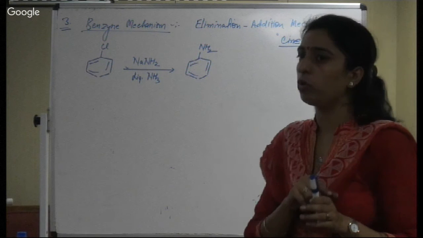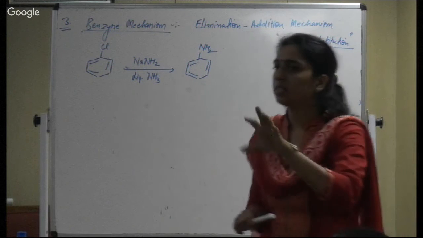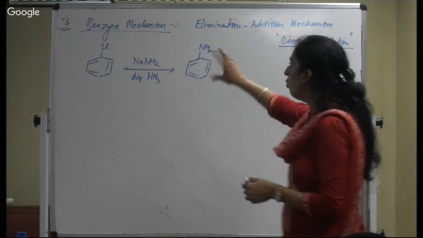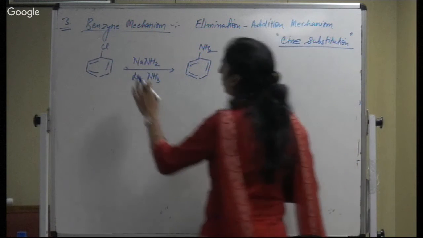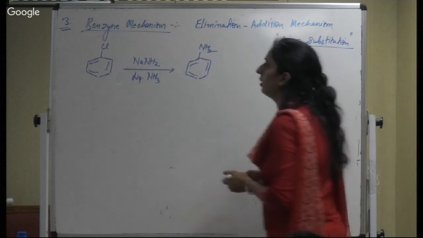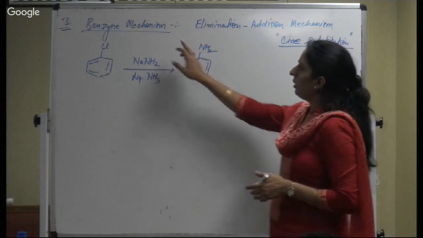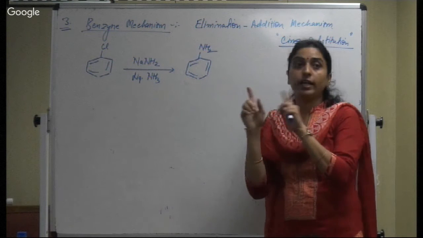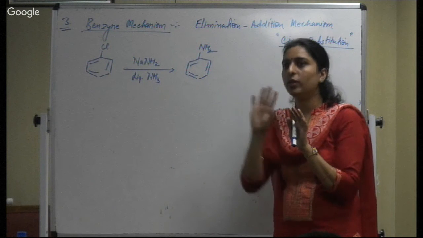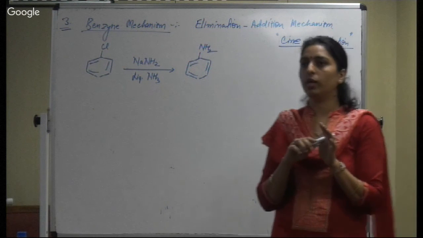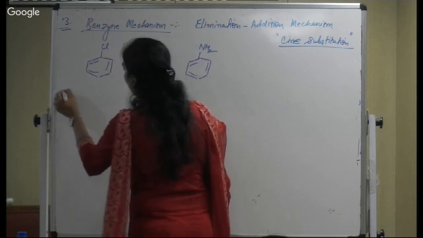And that position would be ortho only. That is why it is called cine substitution, because it is like movement. It's a Greek word, kinesis, from that they have taken. It is a movement of a group to the ortho position. I'll tell you within a few minutes what the evidences are. That is why they have termed it to be cine substitution. This is called the benzyne mechanism. Benzyne clearly indicates that there is something related to a triple bond. I call it a three bond system. I never say it's a triple bond because it will not behave like a triple bond only.